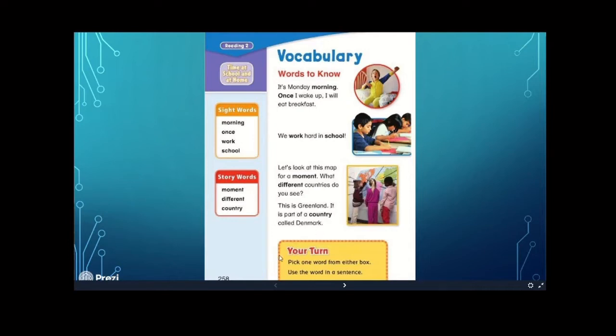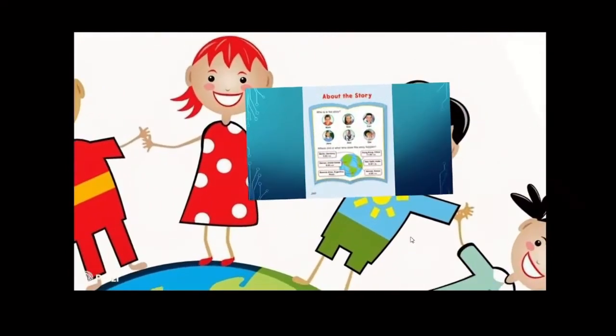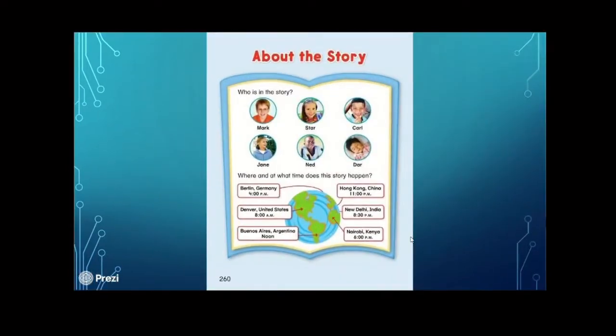So as you can see, we can use all these words in context. So we need to use them trying to create sentences. And that's what you're going to do right now. You're going to pick one word from either box and you're going to use the word in a sentence. Now let's go into the story.